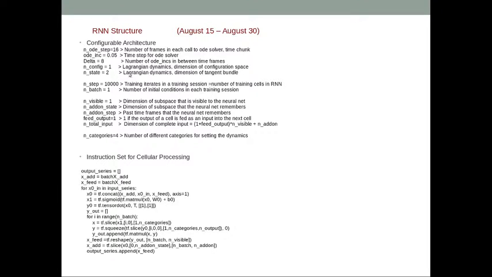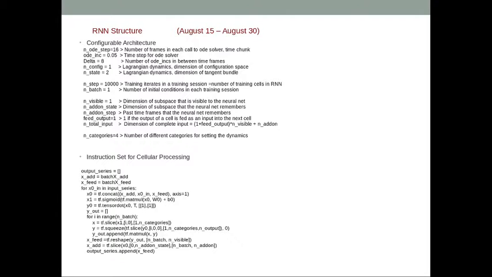Okay, next we go to the second set of parameters. There are 2 parameters there. The second set helps to configure the RNN trainer. N step is the number of training iterates in a training session, which is the same as the number of training cells in the RNN. Well, we said that there can be many of them, up to 1 million, maybe even more. We'll see what is required.